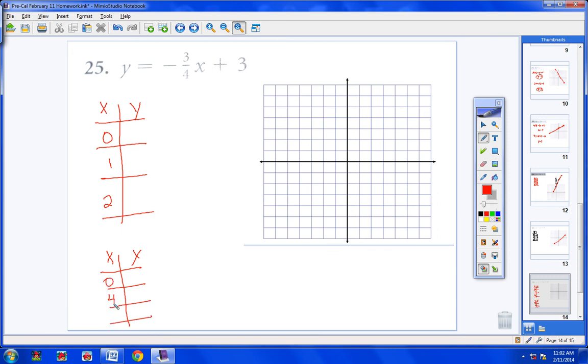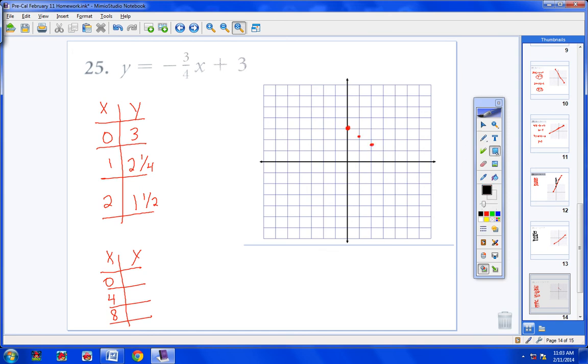So first of all, I'm going to substitute in 0, 1, and 2. If you put a 0 in for x, you will get out a 3. If you put a 1 in for x, you will get out 2 and 1/4. And if you put a 2 in for x, I've got to work this out here, you would get 1, 2, -1.5. You would get out 1.5. Okay, so I'm going to plot these 3 points: 0, 3, over 1, up 2.25, and then over 2, up 1.5.